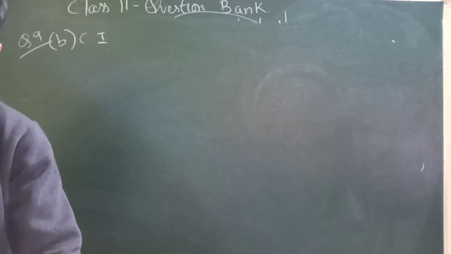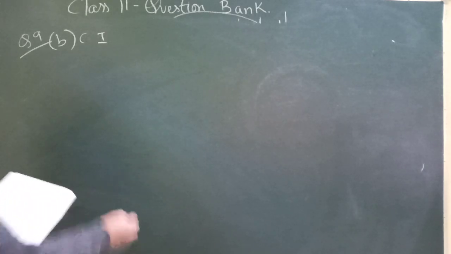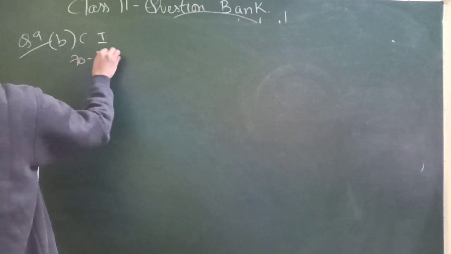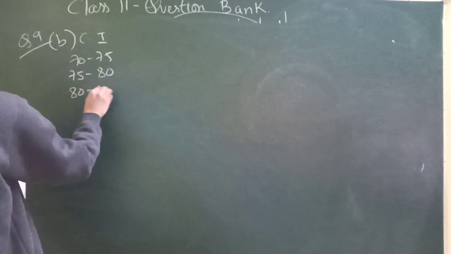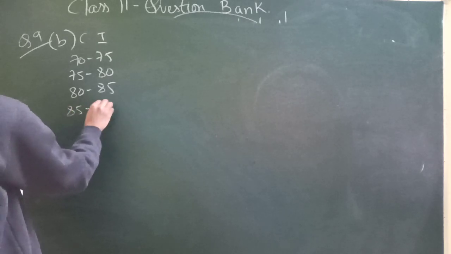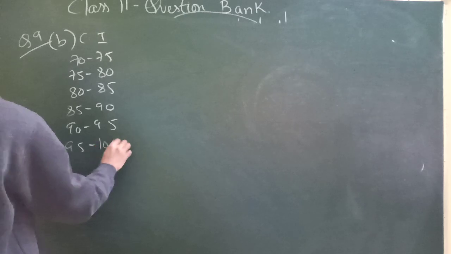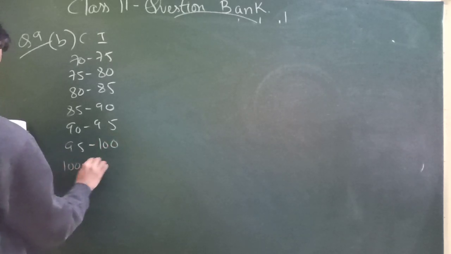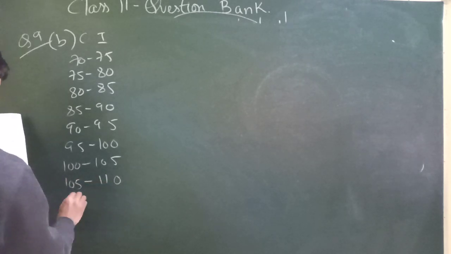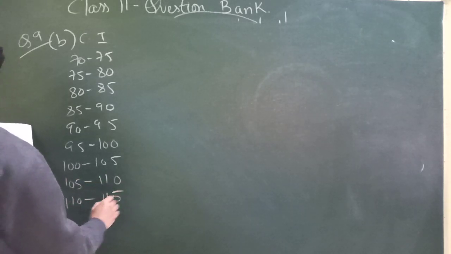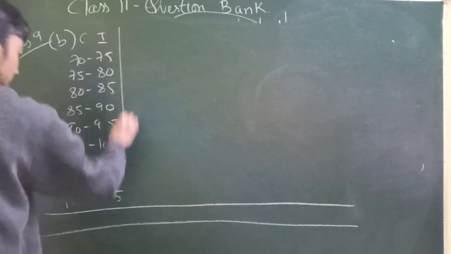So the class intervals given to us are 70 to 75, 75 to 80, 80 to 85, 85 to 90, 90 to 95, 95 to 100, 100 to 105, 105 to 110, one more, 110 to 115. Alright.